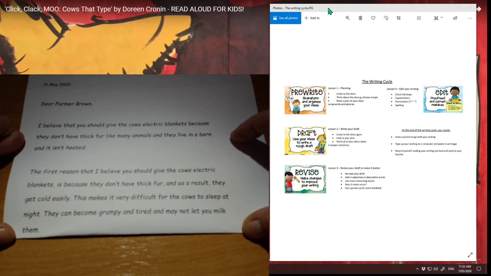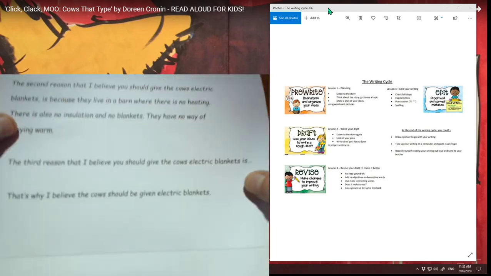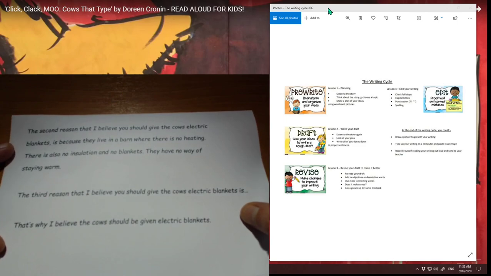Today I thought about it and thought that cows would get cranky if they weren't nice and toasty warm, and if they're cranky, they're less likely to want to be milked. So I included those 2 extra pieces of evidence to support my first reason. I'm going to turn it over because there wasn't enough space to put it all in front of the camera.